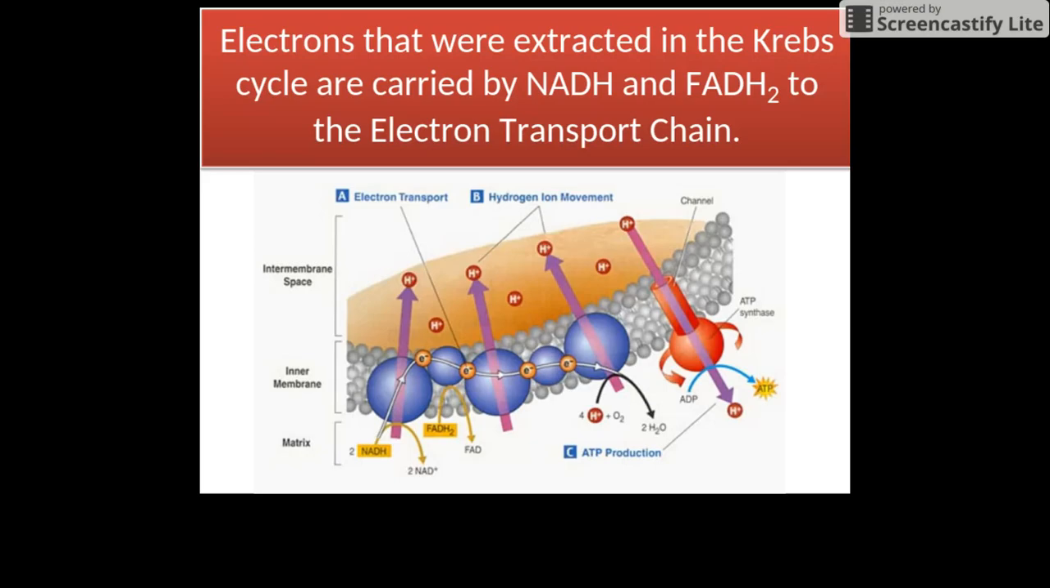to get electrons. We're going to pull off hydrogens, and those hydrogens are going to split into protons and electrons. And they're going to do the same thing that they did in photosynthesis, right? So the electrons are going to go through this electron transport chain, and the energy from those electrons moving through the electron transport chain is going to pump out the protons.